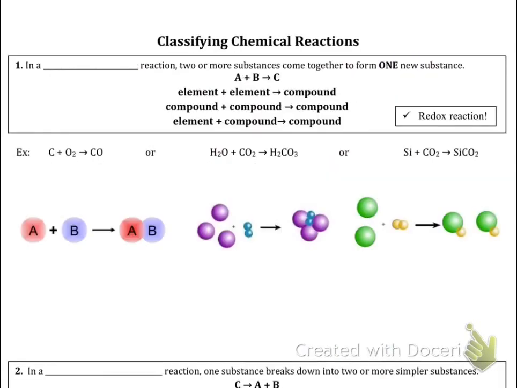The first type is called a synthesis reaction. To synthesize something is to bring something together, to bring it all together. So here are some examples. If you take an element and an element, you get one big compound. You can take a compound and a compound and make an even bigger compound. Or you can take an element and a compound and still make one compound. The point is you're always left with one product.